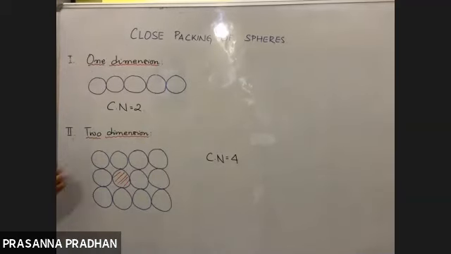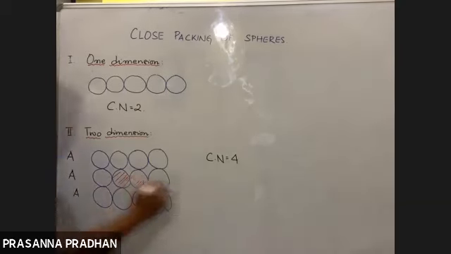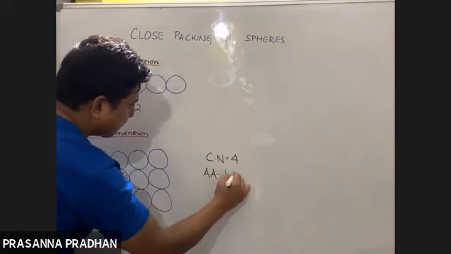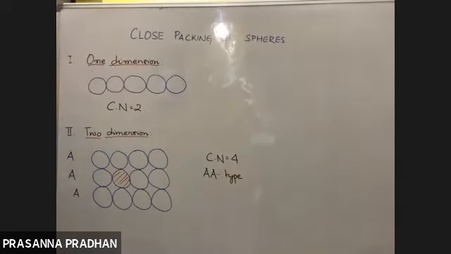Now, each layer is exactly identical to the other layer. The arrangement here is the same as here, and the same here. So if I label this layer as A type, this will also be of A type. This will also be of A type. So this is known as AAA type. Each layer is identical, right? Okay. Now this sphere is in contact with 4 other spheres.